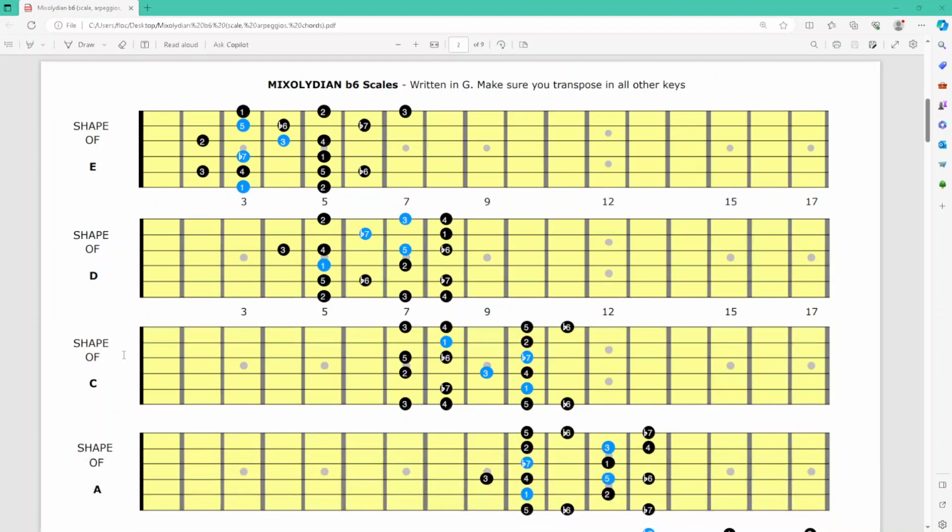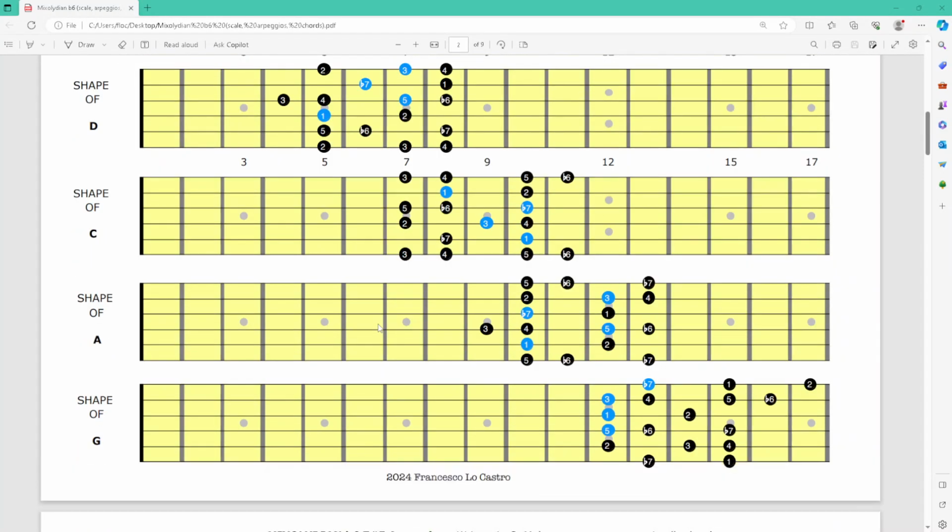And if you scroll through the PDF, here you have the scales, and as usual, these are the same fingerings as we've done in melodic minor, they're just displaced, okay? And here, as you can see, I wrote flat 6 most of the time, as opposed to #5, just not to create too much confusion.